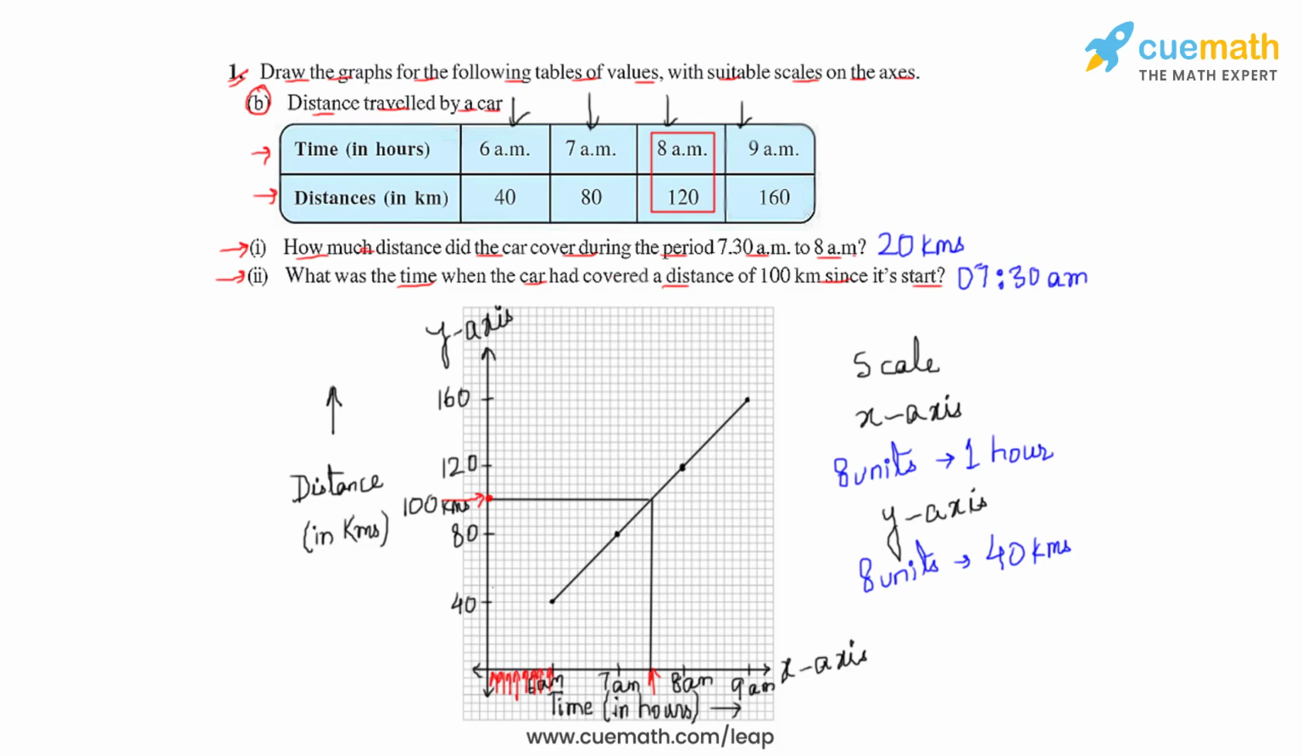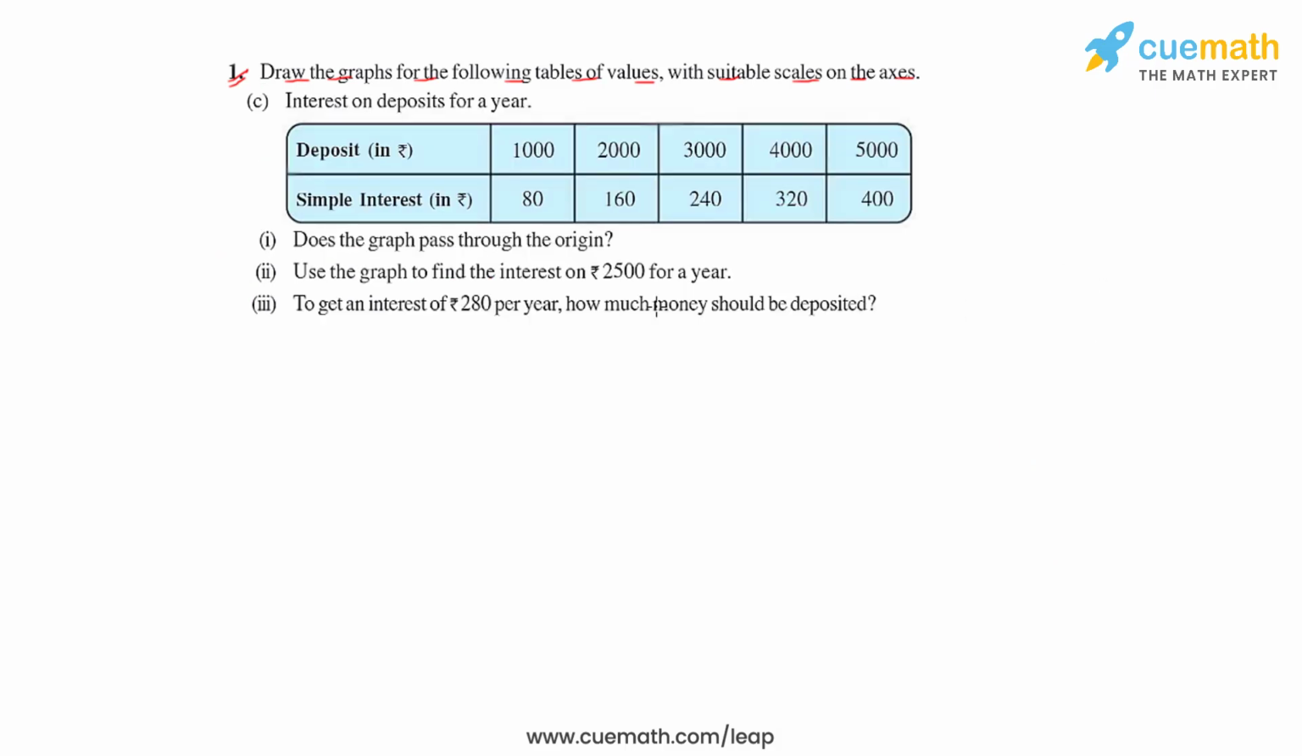So let us now move on to the next tables of values. In part C of this question number 1, we have been given interest on deposits for a year, where this row has the deposits in rupees and this has the simple interest in rupees.